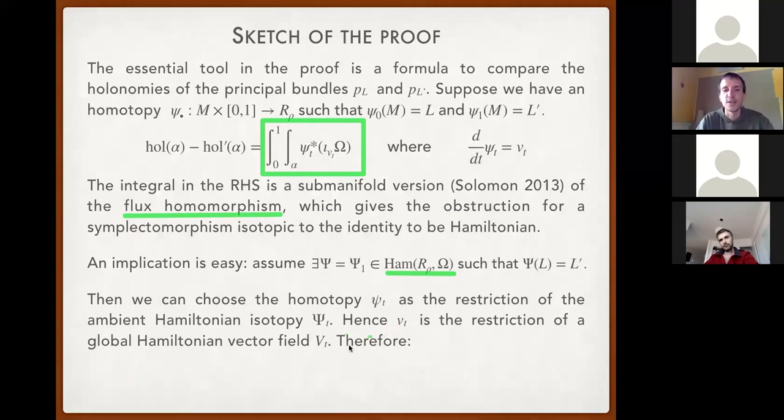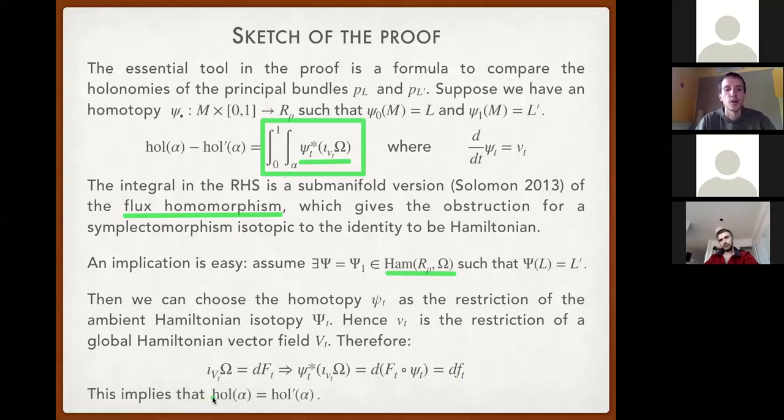And therefore, this V_t is the restriction of a global Hamiltonian vector field. And therefore, this guy, which is under the integral, basically, since the V_t are Hamiltonian, we have a global Hamiltonian function F_t. And since the differential commutes with pullback, we see that this guy is exact at every time. And therefore, when we integrate over alpha, this gives 0, and we integrate between 0 and 1, we get 0.